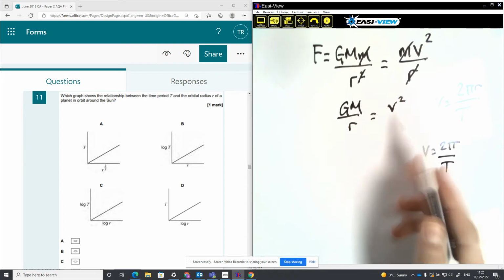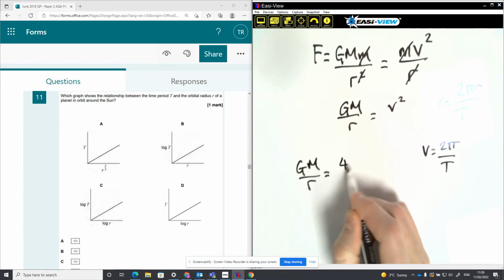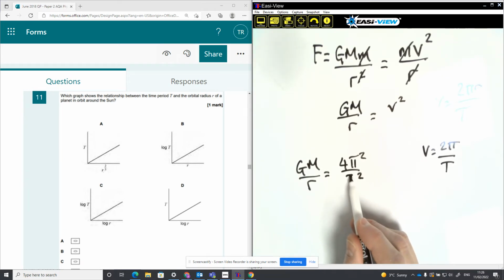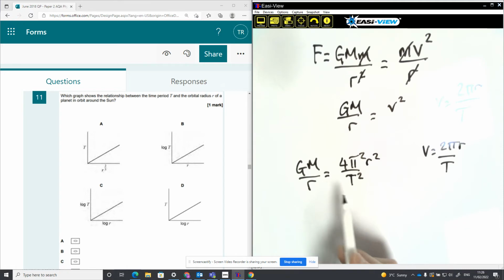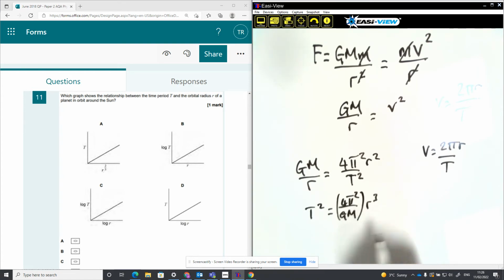If I put that into this equation, I end up with GM over r equals 4 pi squared r squared over T squared. I can rearrange this so I get an expression in terms of T and r, and I end up with T squared equals 4 pi squared over GM times r cubed. So the relationship is that T squared is proportional to r cubed.